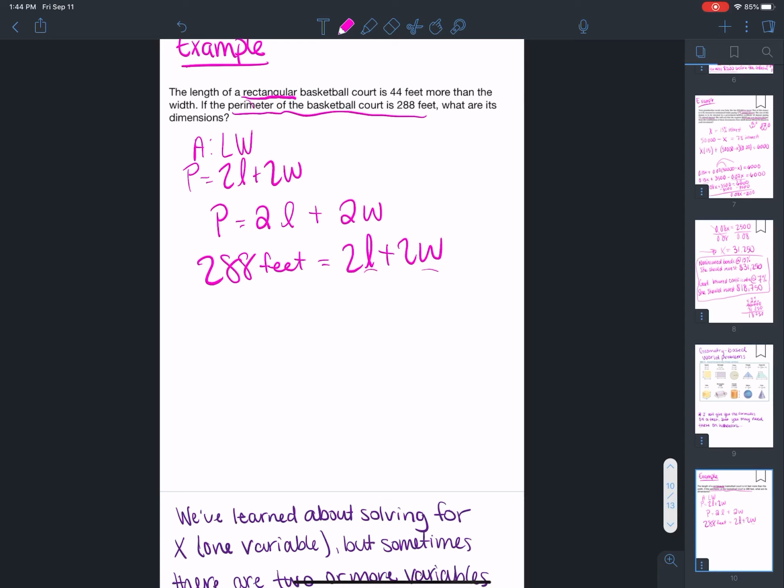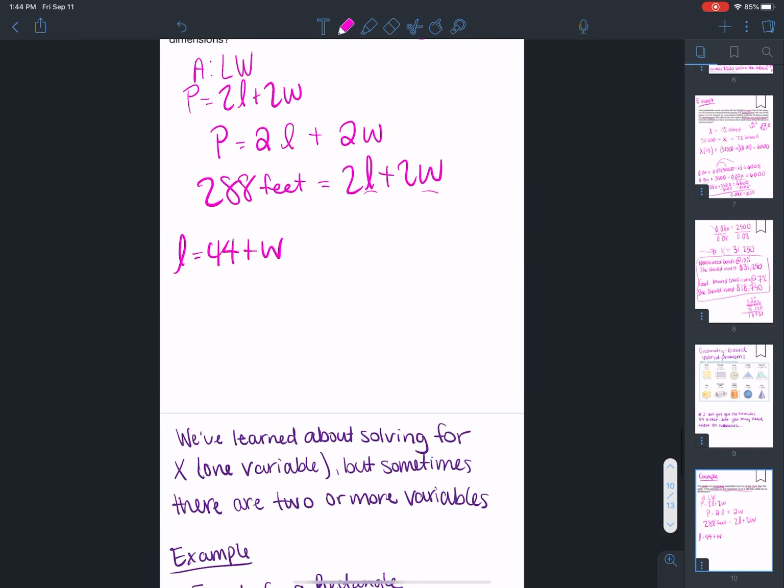The length of a rectangular basketball court is 44 feet more than the width. So we know that the length is 44 more feet than the width, so it's just width plus 44. We can leave width alone, and we can change our L. So it becomes 288 equals 2 times 44 plus W, plus 2W.